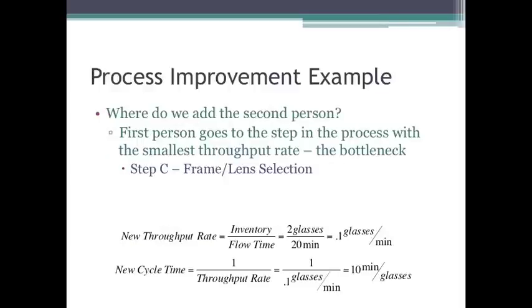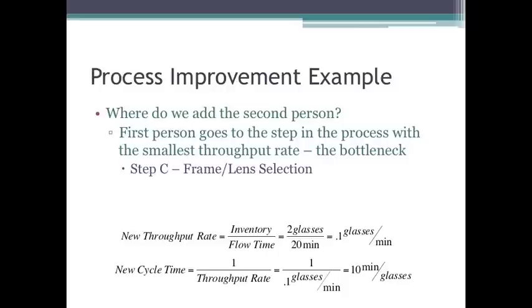So, if we want to add the second person, we add it to our new bottleneck. We add it to the frame and lens selection step. So we have another person working there, and we're able to work on 2 pairs of glasses at a time. So with a new inventory of 2 at the frame and lens selection step, this gives us a new throughput rate: 2 glasses divided by 20 minutes, that's 0.1 glasses a minute, or 10 minutes between each pair of glasses. So we have a new throughput rate of 0.1 glasses a minute.